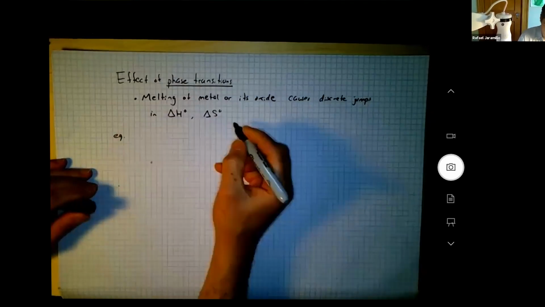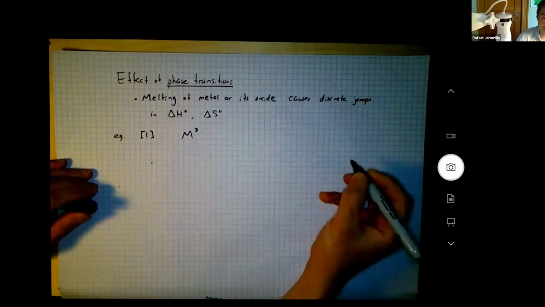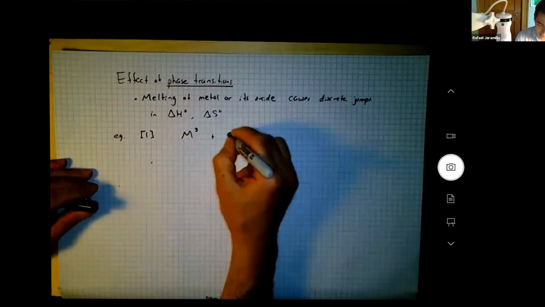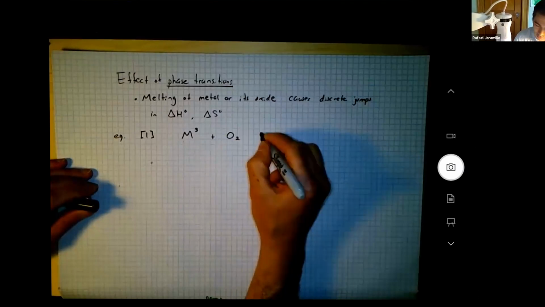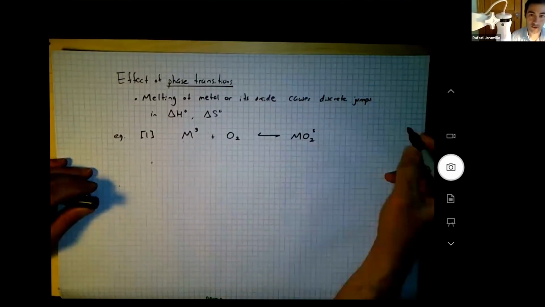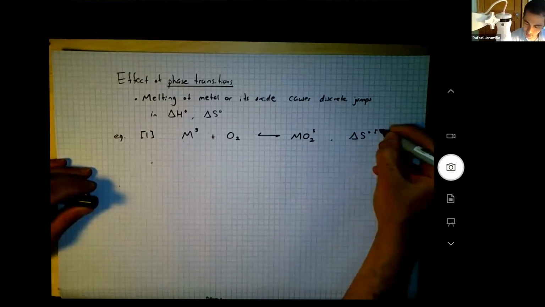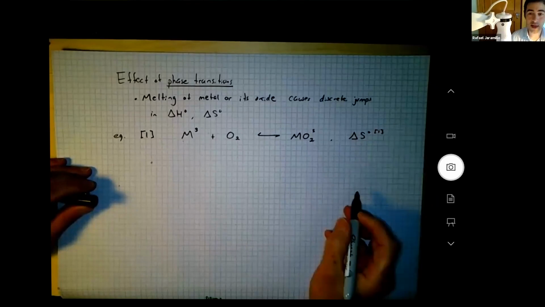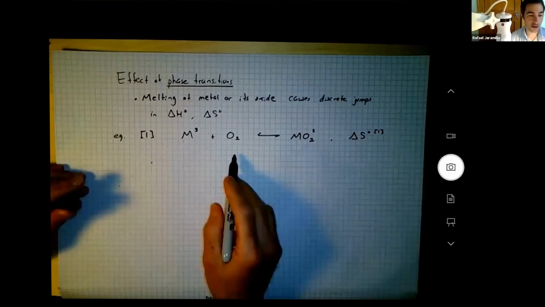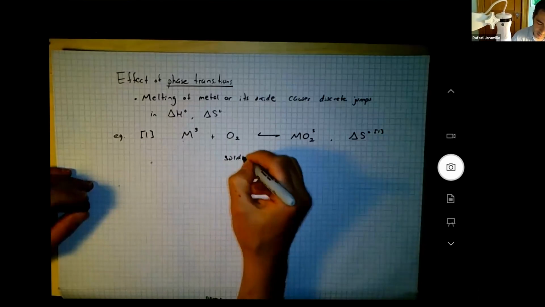let's consider solid metal plus O2 going to MO2 solid. It's reaction 1, and this has standard entropy 1. It's negative. It's negative because we're pulling oxygen gas out of the gas, right? Solids.